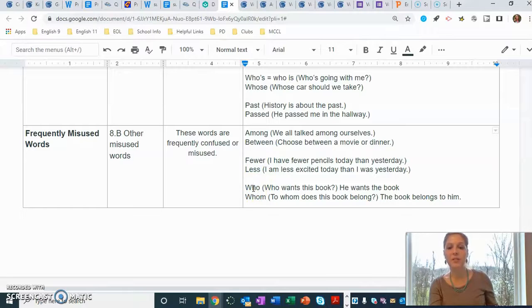Who, pronoun standing in for a subject, versus whom, pronoun standing in for a direct object. So that is when someone is receiving an action, you use whom. It would be like if you would use he versus him. So he is a subject. He wants the book. Who wants the book? Versus you would say the book belongs to him. Notice the M at the end. The book belongs to him. So to whom does the book belong? If it's a direct object.